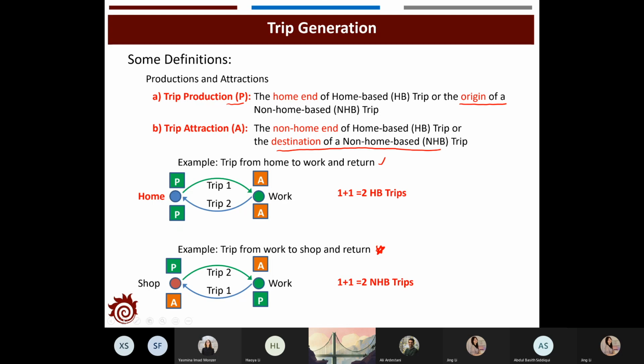That is how we differentiate production and attraction based on the purpose or type of the trips. With that, we can make a summary comparison of origin, destination, the type of the trips, and production and attraction. Here you can see that for the home-based trip, the origin and destination are not necessarily the same as the production and attraction, but for the non-home-based trip, the origin is just the production, and the destination is just the attraction.